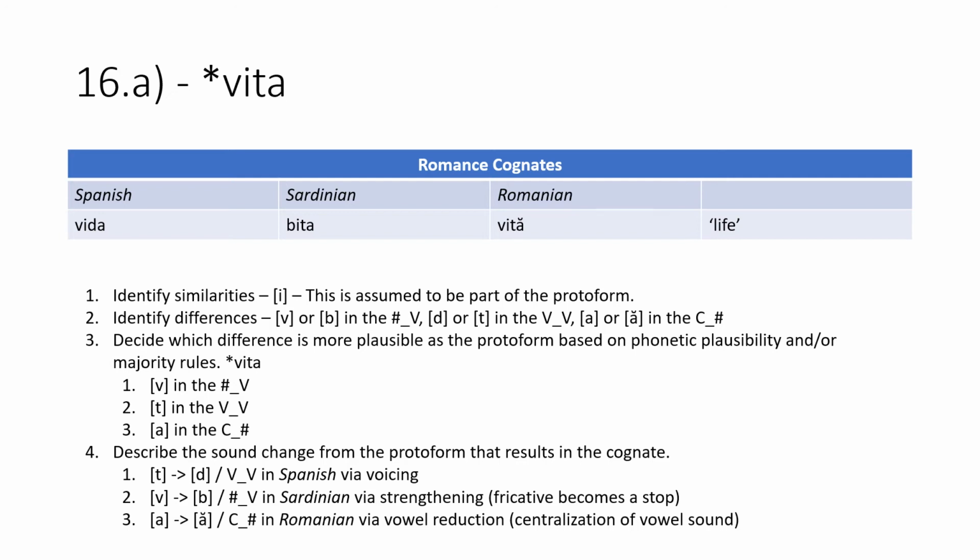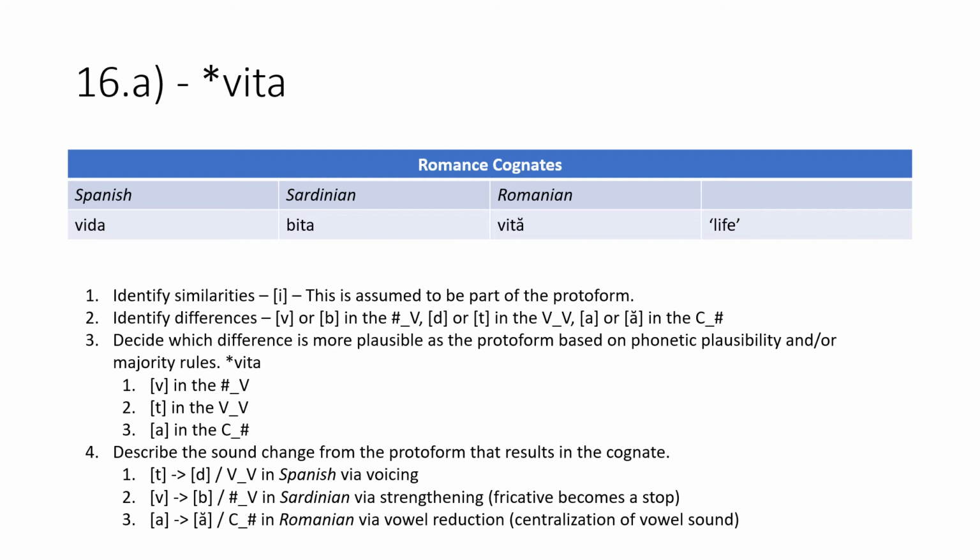And then finally, once again, majority rules, the sound over the sound, right? And that is a vowel reduction or centralization of the vowel, which we looked at in chapter 2 a lot. So once we've decided, in this case, we can just use majority rules to make our decisions, that VITA is our protoform. And notice that I've written them there so you can see the sound in each phonetic environment that occurs. And then in the last part, describe the sound change from the protoform that results in the cognate, right?